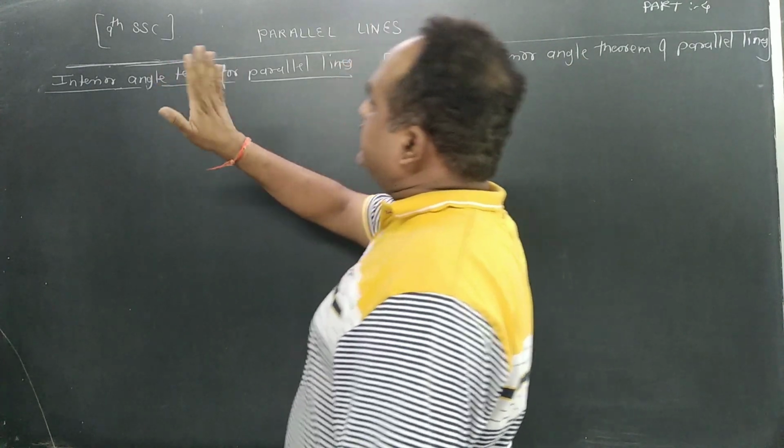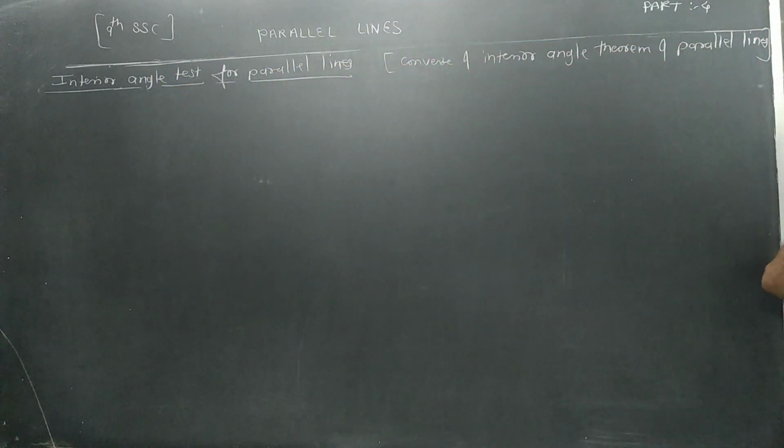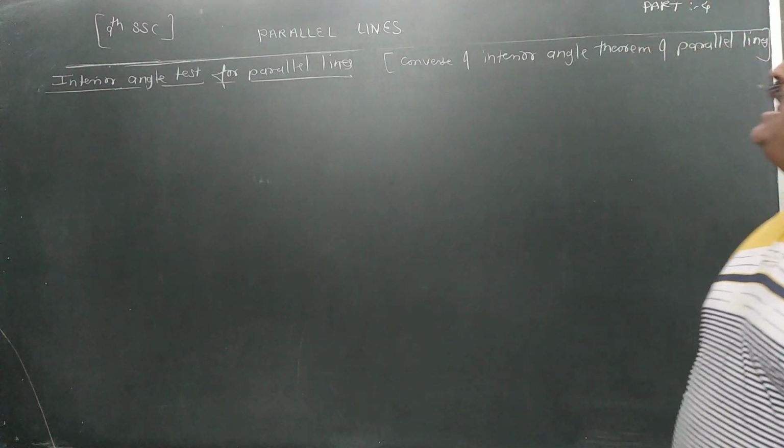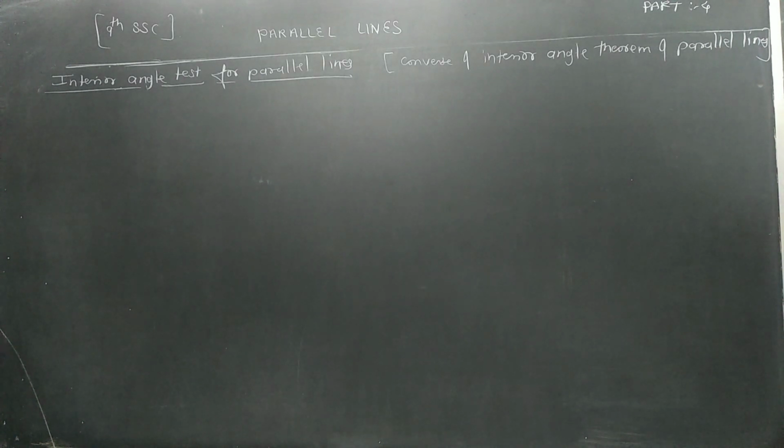Theorem की जगह पे क्या आएगा? Test for parallel lines. अब देखते हैं कि what is the interior angle theorem of parallel lines? The interior angle theorem of parallel lines का हम लोग statement देखेंगे. Then interior angles formed on one side of a transversal of 2 parallel lines are supplementary था. Correct? Interior angles formed on one side of a transversal of 2 parallel lines are supplementary was the statement for interior angle theorem of parallel lines.